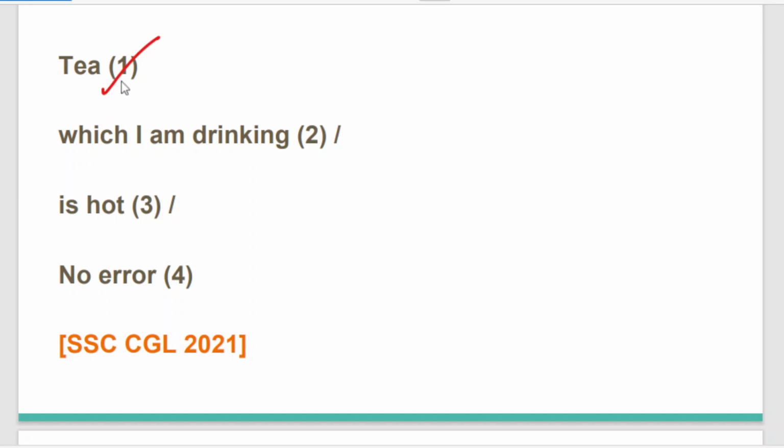Why? Because we are specifying something. We are specifying a noun. It can be the name of any food, any place, any person, anything. But we are actually specifying it: the tea that I am having is hot. So definitely, according to the rules of articles, we have to put the definite article "the" before tea. "The tea which I am drinking is hot." I hope the question is clear.